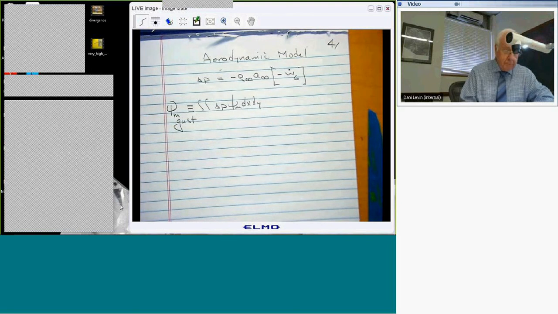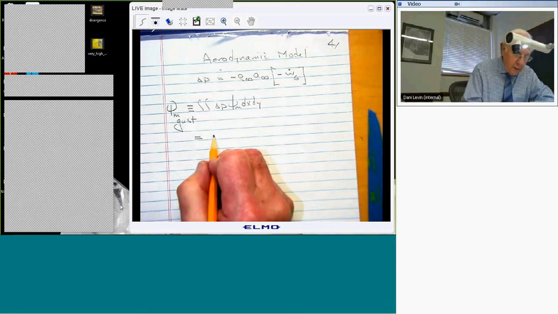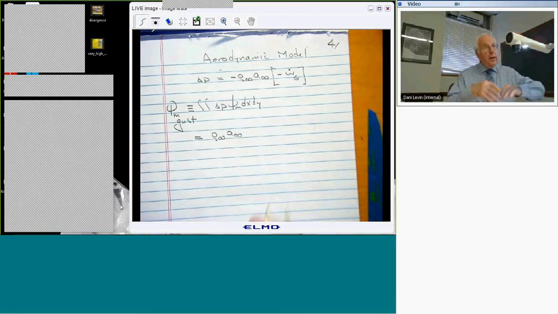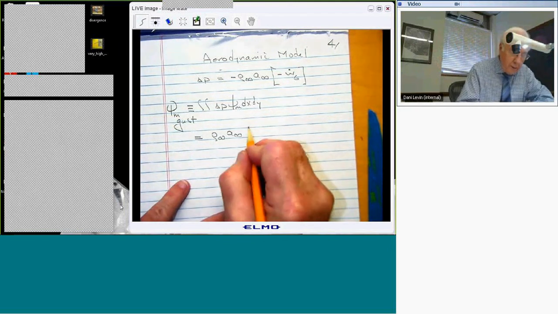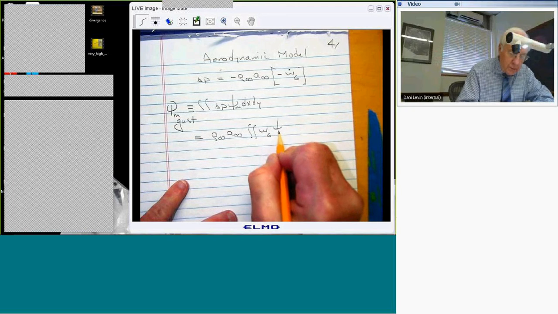Well, that's pretty easy. It's just minus rho infinity, A infinity. And if you want to, you can allow the gust to vary over the wing. It could be a function of x and y as well. Often people assume it's not, but you could allow it. Then the double integral of wg times this mode shape dx dy.